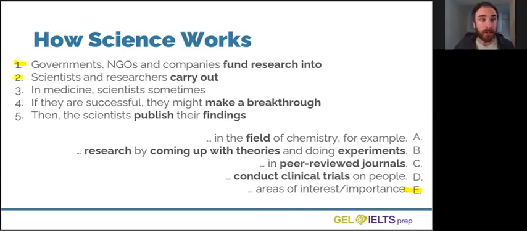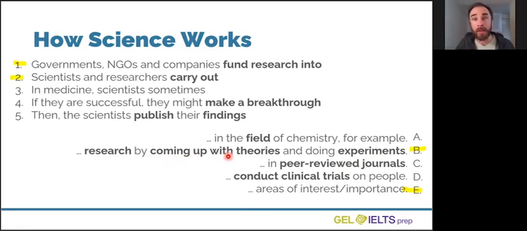The correct answer to number 2 is B. Scientists and researchers carry out research by coming up with theories and then doing experiments. We can carry out research. We can also carry out experiments. We can do research or we can do experiments.